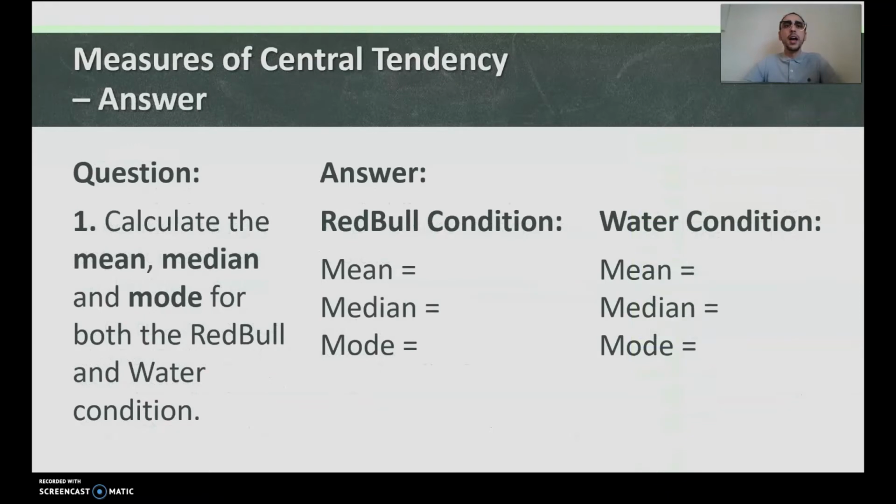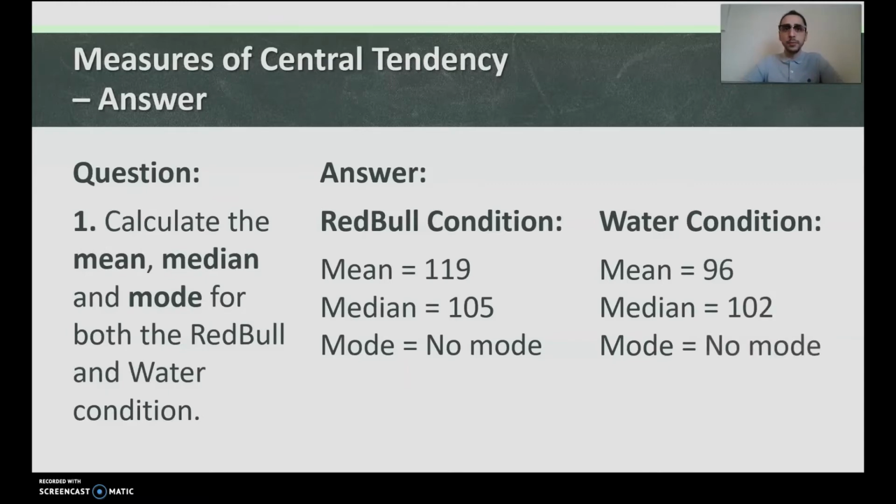Right, let's have a look. First of all, calculate the mean, median, and mode for both the Red Bull and water condition. The mean for the Red Bull condition was 119 words in a 5-minute period. The median, so the middle value, was around 105 words. And for the mode, there was no mode. With the water condition, the mean was 96 words. The median was 102 words. And for the mode, again, there was no mode.